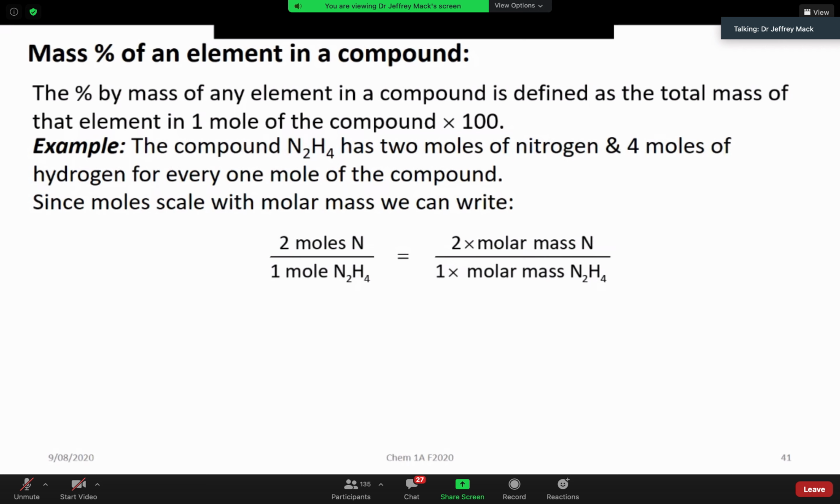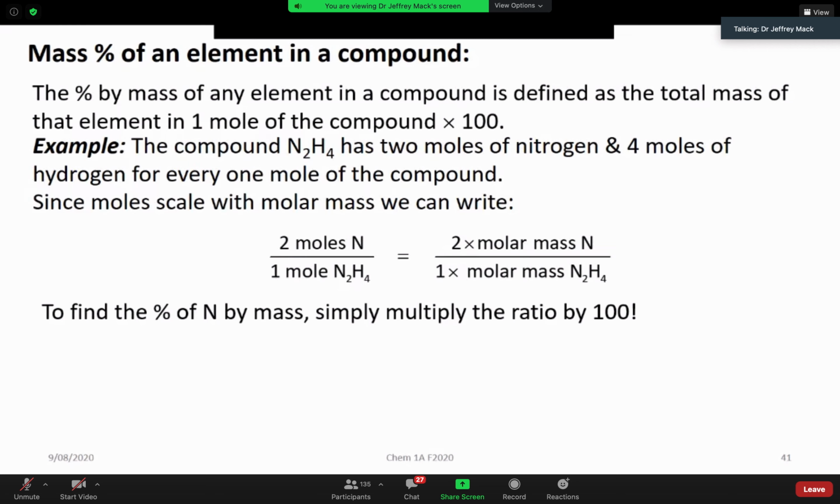So if there's a 2-to-1 ratio for nitrogen to the compound, then there's a 2 times molar mass ratio for 1 molar mass of the compound. Does that make sense? Good. Everything scales. So to find the percent, we simply multiply that ratio by 100, right?